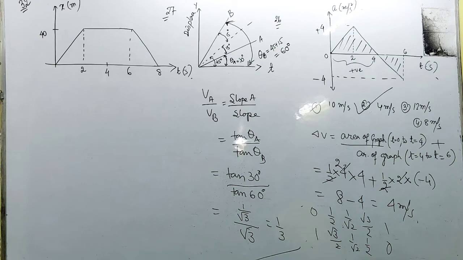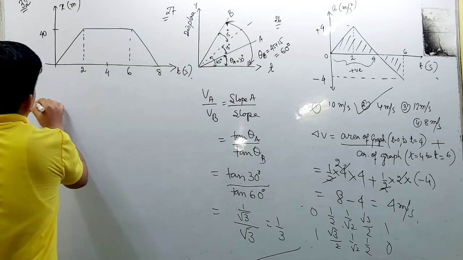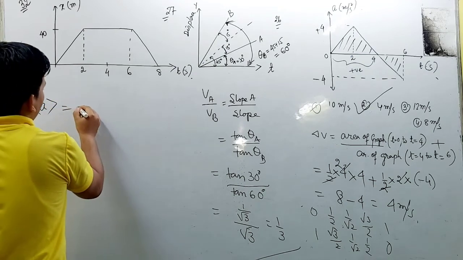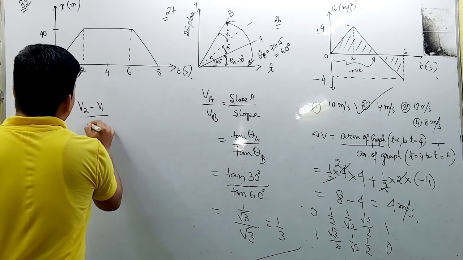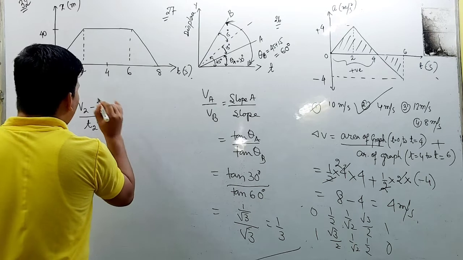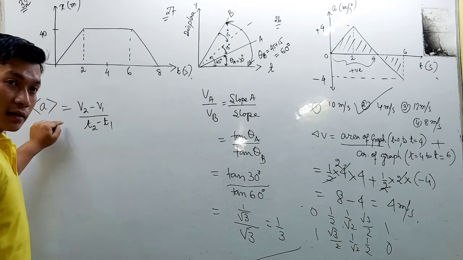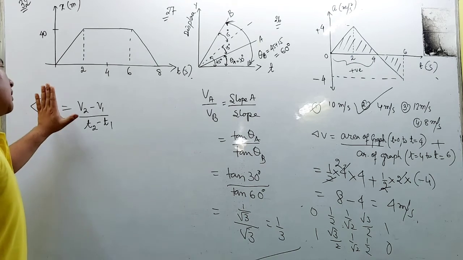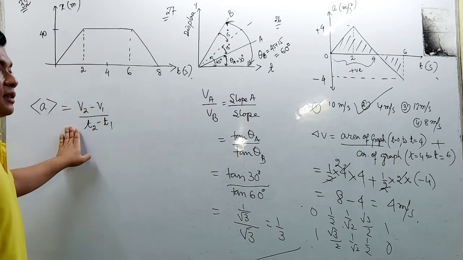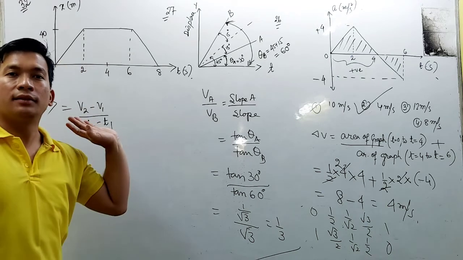From the definition point of view, the change in the velocity, that is v2 minus v1 divided by t2 minus t1, is defined as your average acceleration. The change in the velocity with respect to the change in the time is known as average acceleration.